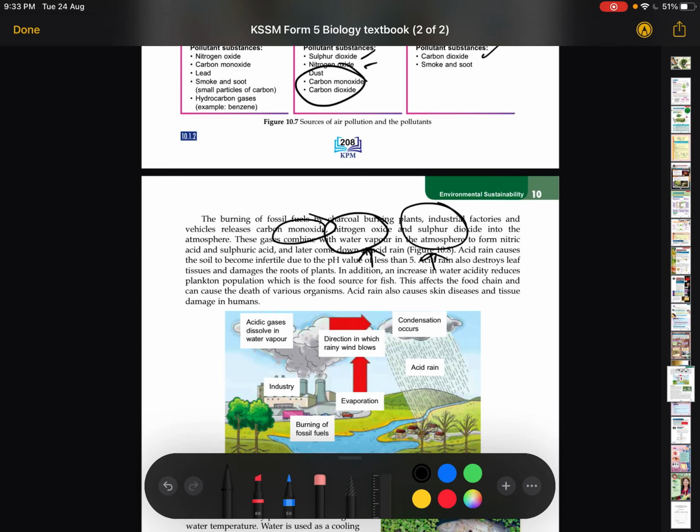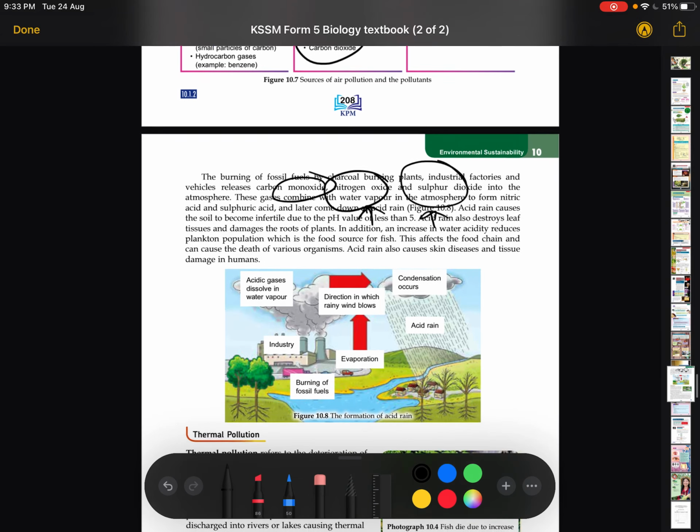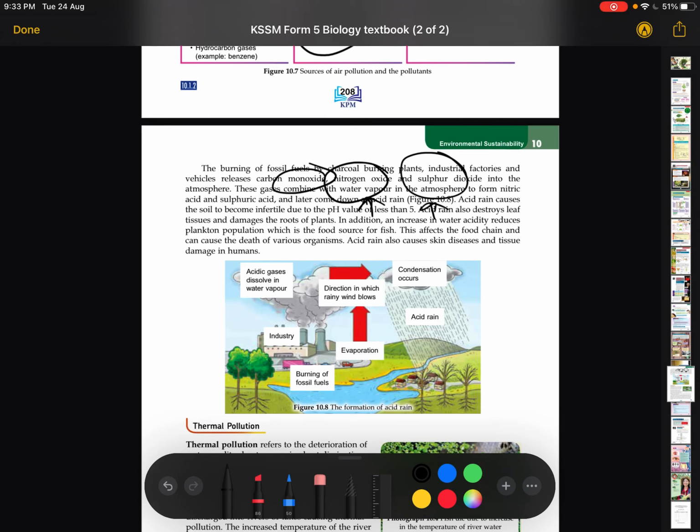So these two mainly, what happens is, when they are too much in the air, they can actually react with the water vapor in the air, and they form acids, nitric acid, sulfuric acid. And when sulfur dioxide and nitrogen oxide are abundant in the air, when they react with water vapor, they will produce acids, and after the water vapor condenses and becomes water again, it will rain back down to earth as acid rain, because the acid is inside the water, so that's why it rains acid rain.